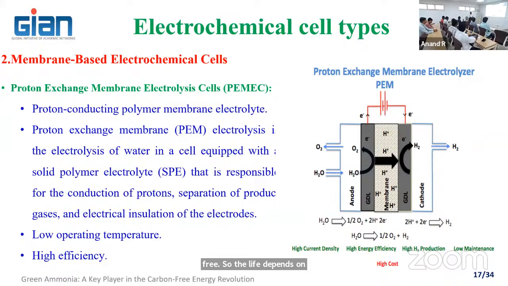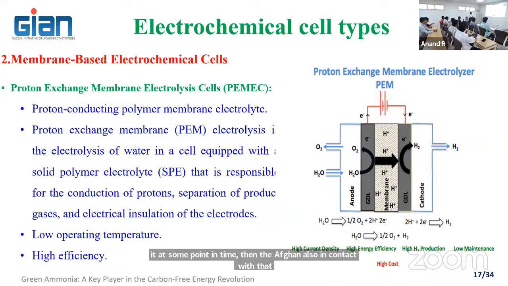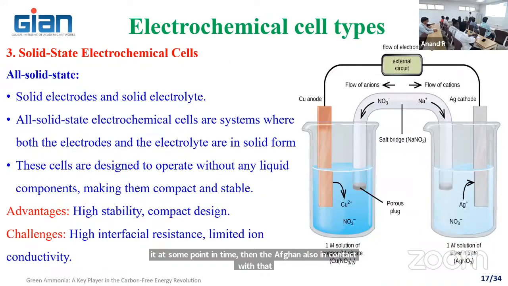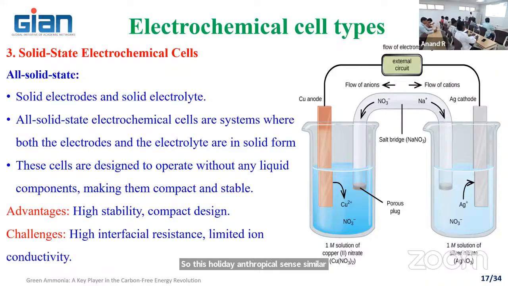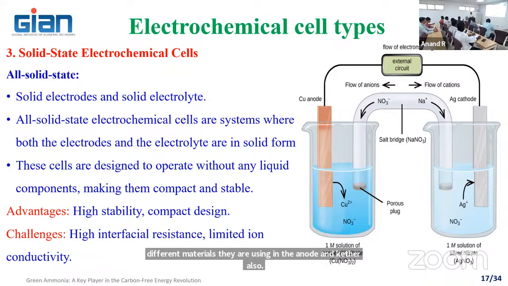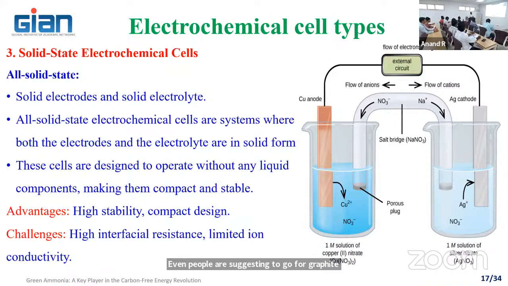Because we are sending nitrogen from the surroundings at some pressure of 5 to 10 bar, the Nafion is also exposed to that pressure. So the solid electrochemical cells are similar to our battery, where we have the anode and cathode. There are different materials used in the anode and cathode. Even people are suggesting to go for graphite. Graphite is a good material for conducting the ions. Even waste materials available in the environment, you can convert to a carbon electrode.